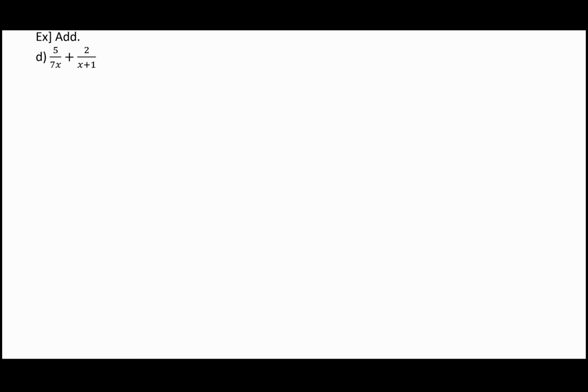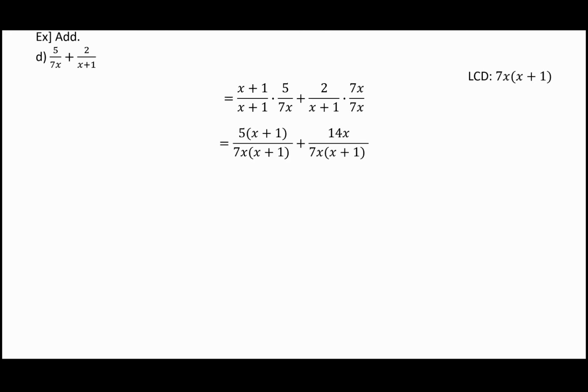We have an LCD of, it looks like, 7x times the quantity x plus 1. Those are distinct factors. One's a binomial and one's a monomial, and you just multiply them together, but keep the factors separated. And then compare that LCD to your denominators to determine what an appropriate fun one will be for each of them, if needed. And multiply and add and distribute that 5.